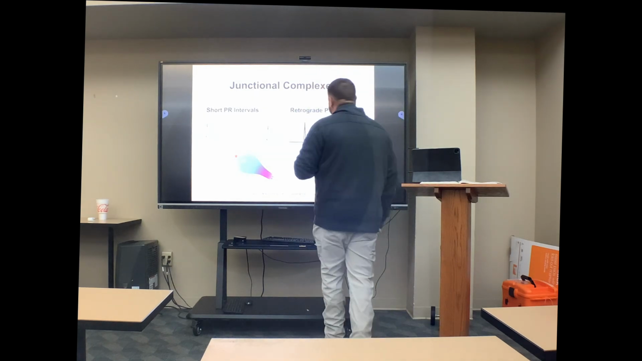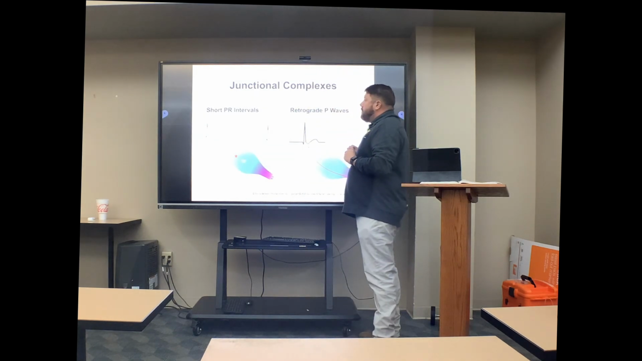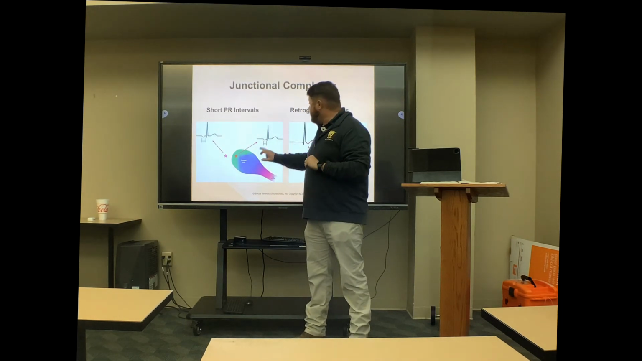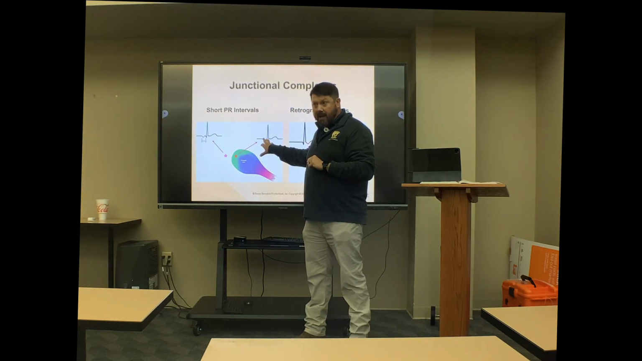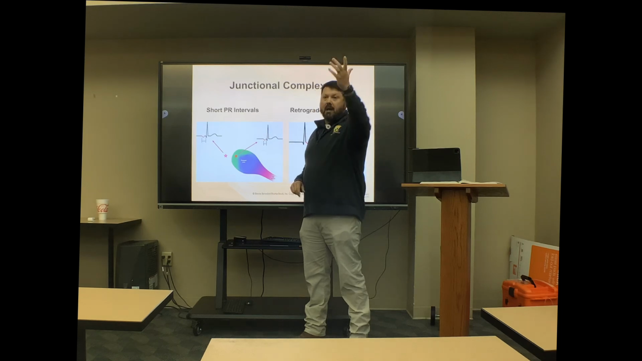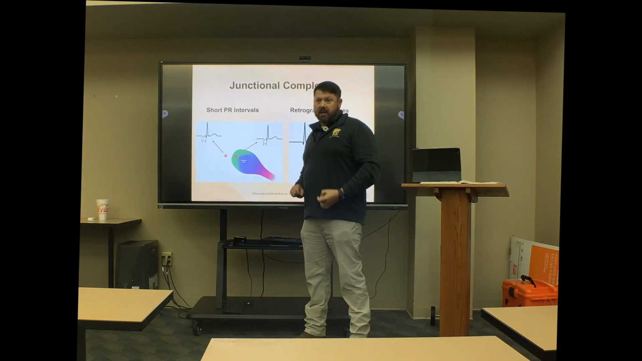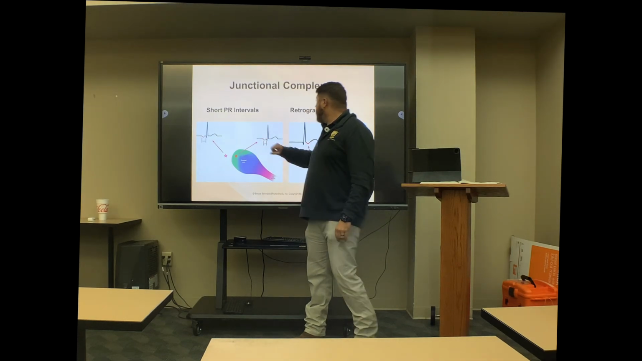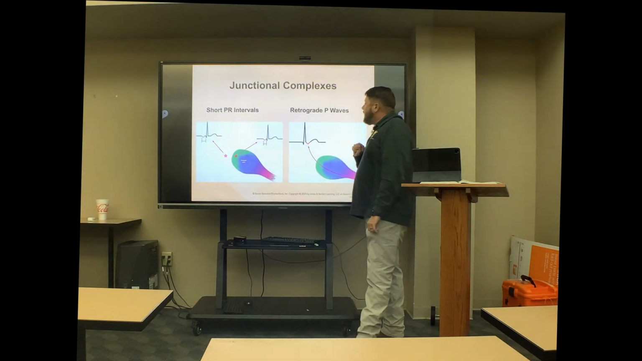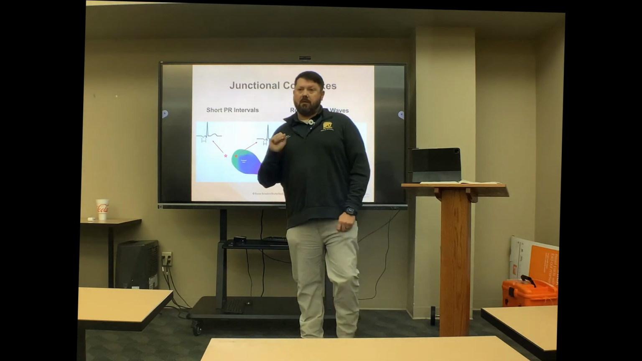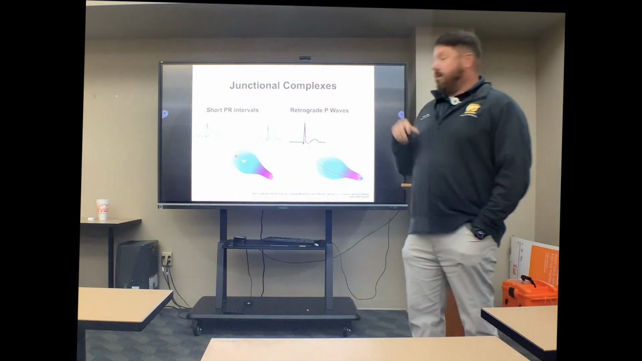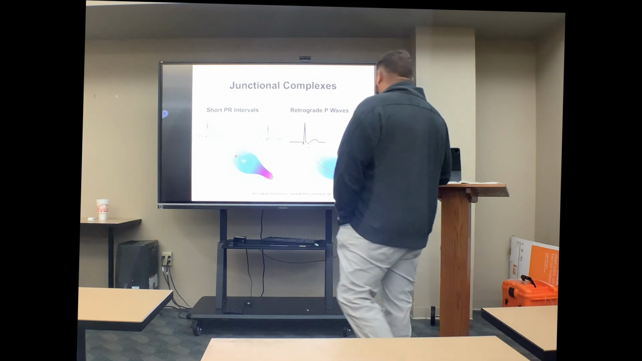Now, what about a retrograde? Well, let me back up. What you would see with this is a very short PRI, right? It makes sense because it's not necessarily traveling through the atria to get to that block. So you're going to see a shortened PRI, but with this, what about a post-QRS P wave? A post-QRS P wave. Well, think about what's happening here.